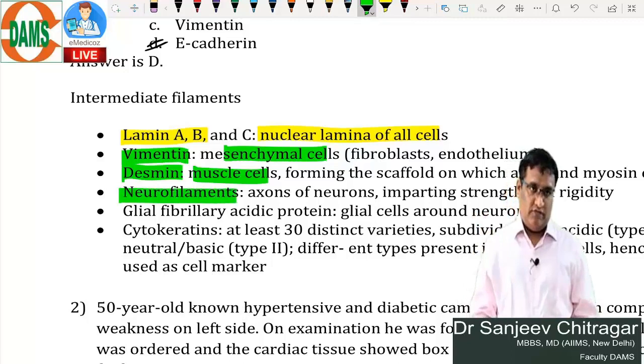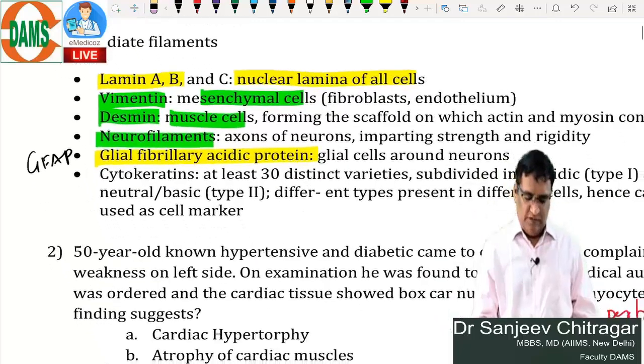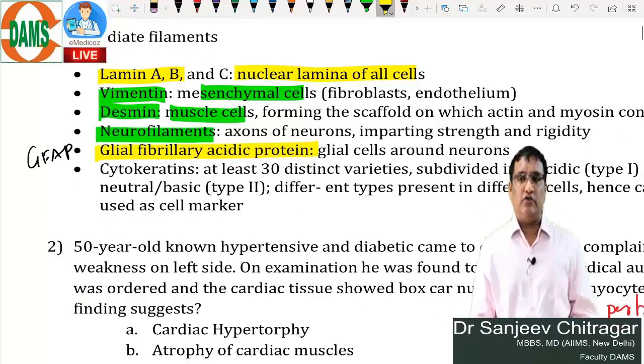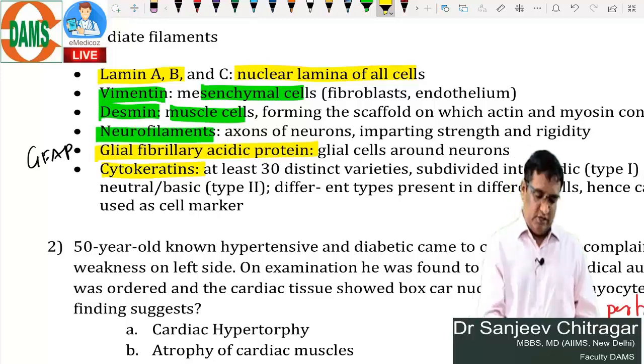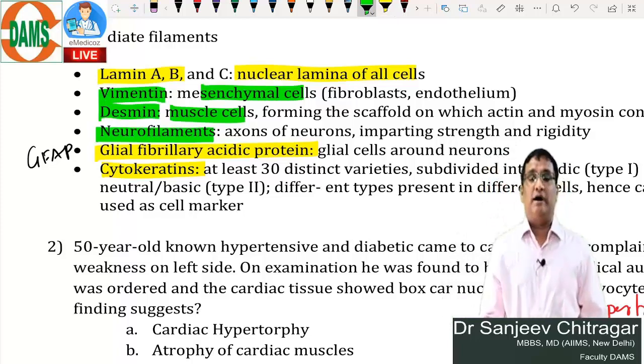Next, neurofilaments are present in the axons of the neurons. Then GFAP, glial fibrillary acidic protein, is present in the glial cells around the neurons. Next is cytokeratin. Cytokeratin is present in almost all the epithelial cells, so that is why cytokeratin is used as a marker for carcinomas as well.